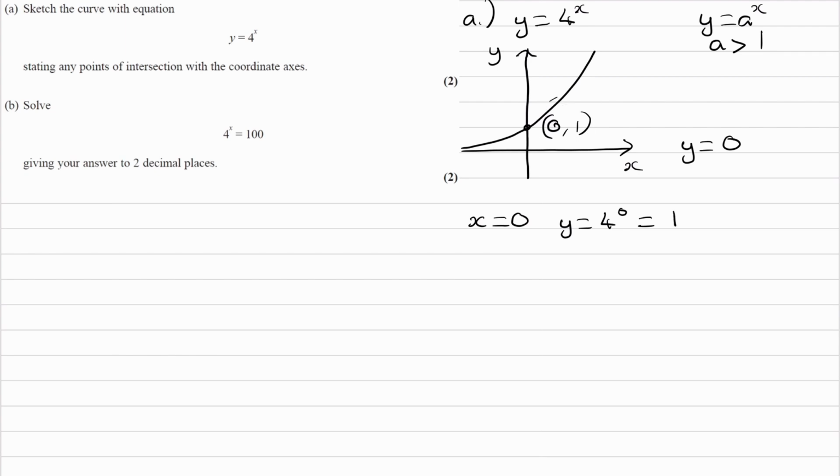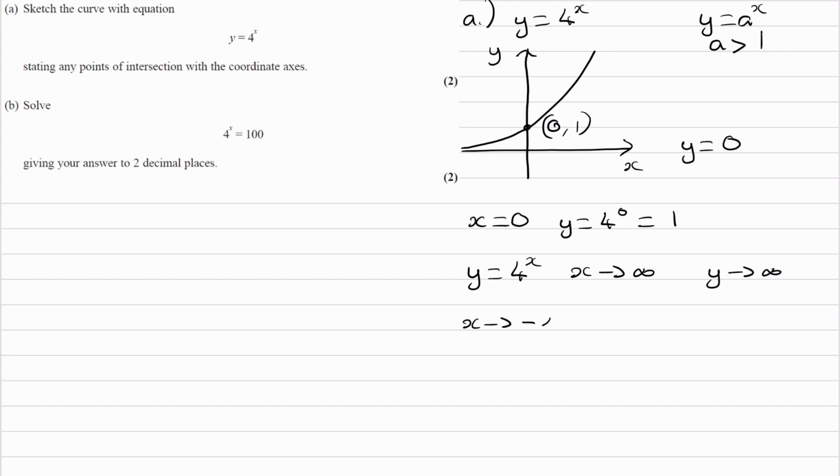So let's look at the right-hand side of the graph now. This should also be straightforward. If we have y is equal to 4 to the power of x, as we let x approach positive infinity, the power gets bigger and bigger, and as the power gets bigger, well then y will just approach positive infinity.